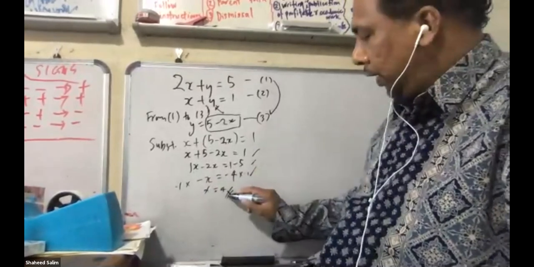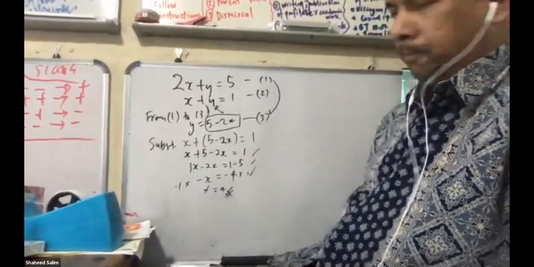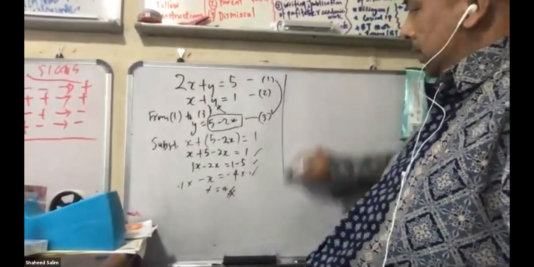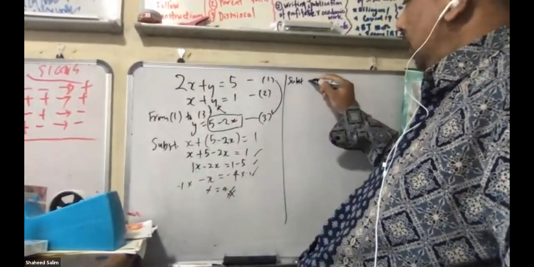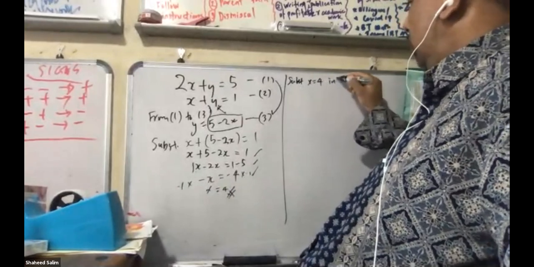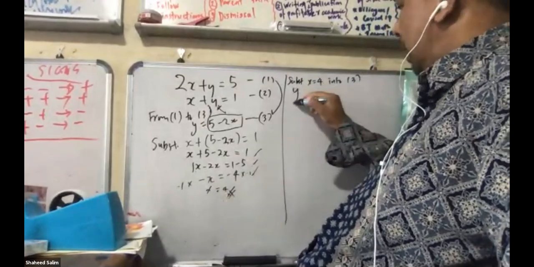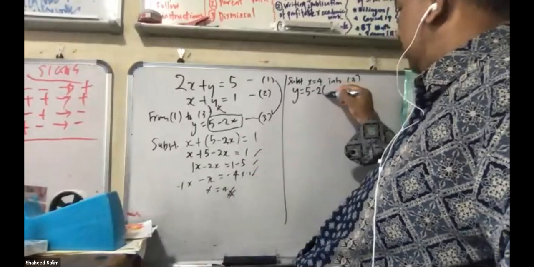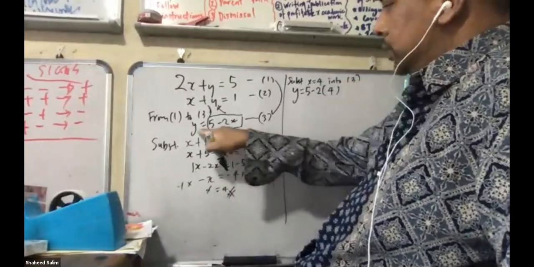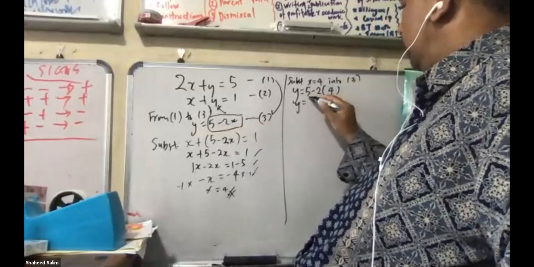So that's the value of x. What about y? Can you find y? You can just substitute into equation 3 down here. So now I substitute x equals to 4 into equation number 3. Down here it has y equals to 5 minus 2, I just put the bracket 4. So y equals to 5 minus 8 equals to negative 3.